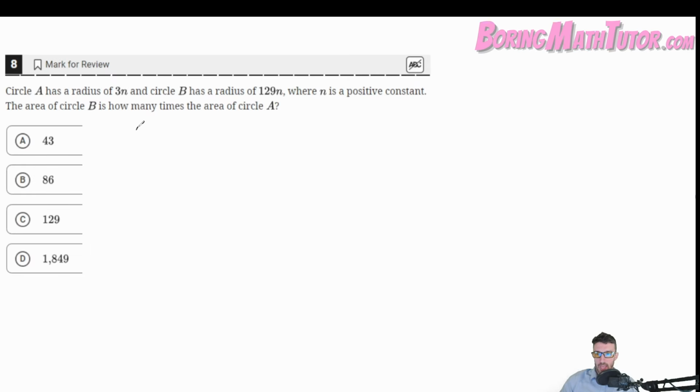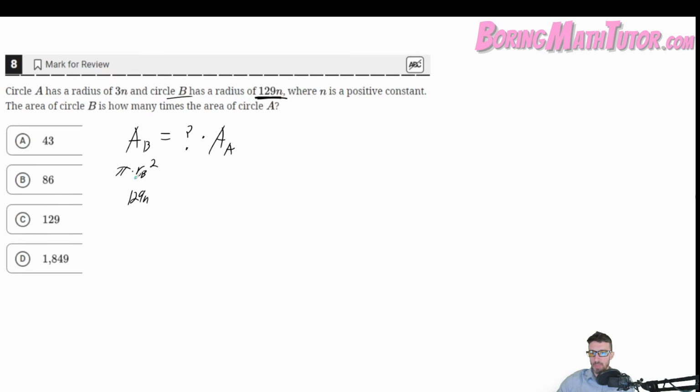All right, they want to know the area of circle B is a certain amount of times the area of circle A. So what we're going to do is try to set up the area of circle B. Well, it would be pi times the radius for B squared. But they're telling me that the radius for B is 129n.